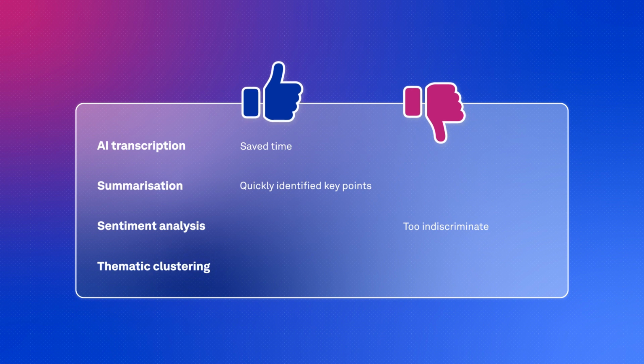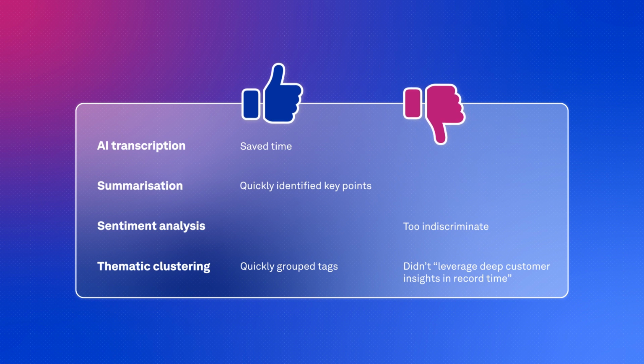Clustering was a convenient way to quickly group our tags and check we hadn't missed any important themes. However, from our experience, we can't say it leveraged deep customer insights in record time. Most of the insights emerged through our own manual tagging of the data. But we'll continue to explore this feature, as we definitely see potential for it to become very useful as AI progresses.